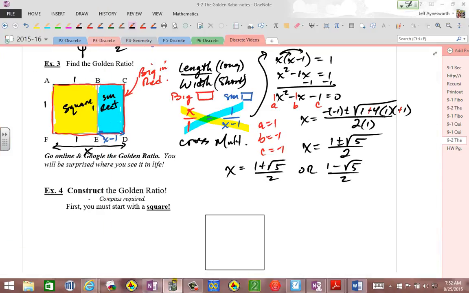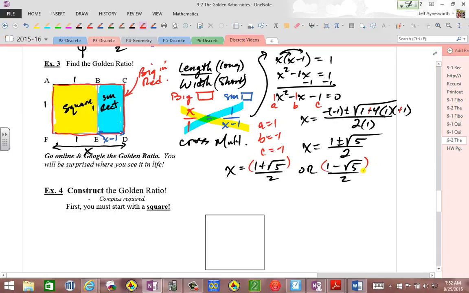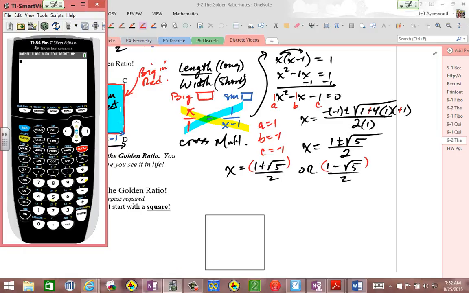All right, and when you input them, okay, the numerator has to be in quantity. Otherwise, you're not going to get the right solution. So always put the numerator in parentheses here, and then before you divide by 2. All right, so what do we have? We have the quantity of 1 plus the square root of 5.